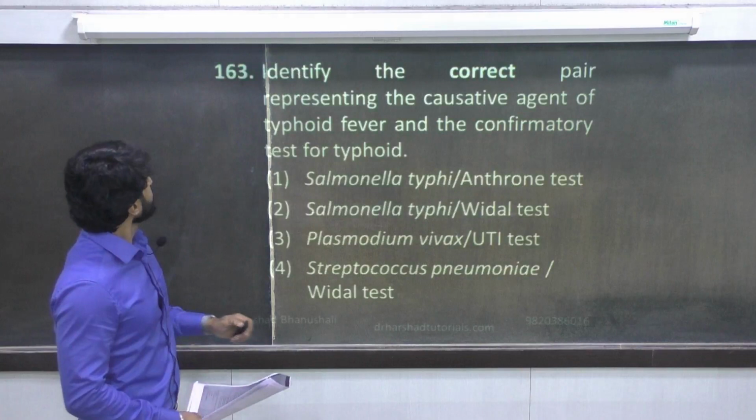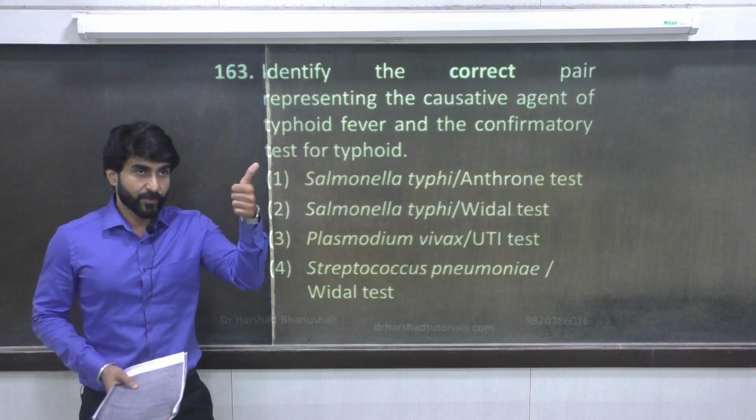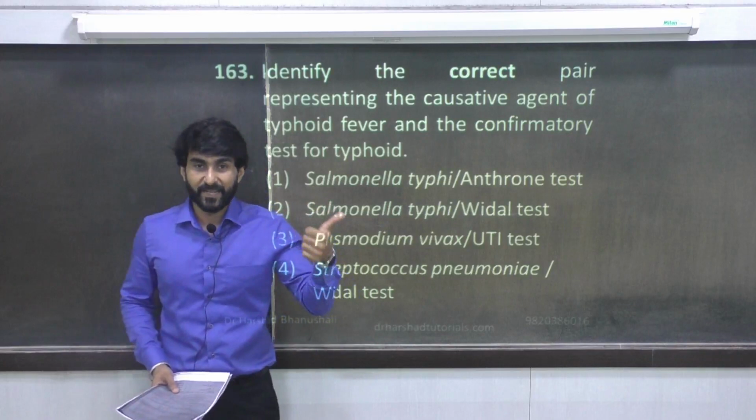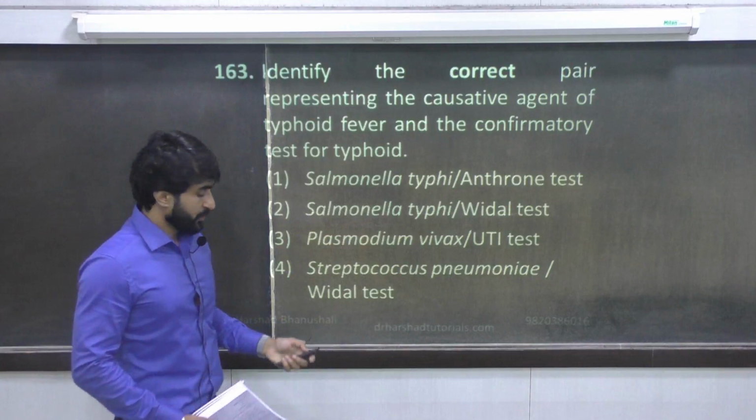Next question. Identify the correct pair representing the causative agent of typhoid fever and the confirmatory test of typhoid. Now, straightforward question. The typhoid disease is caused by a bacteria called Salmonella typhi. And how do you test it? By a test called the Widal test. So you have Salmonella typhi, you have the Widal test. So option number 2 for 163, your answer would be option 2.